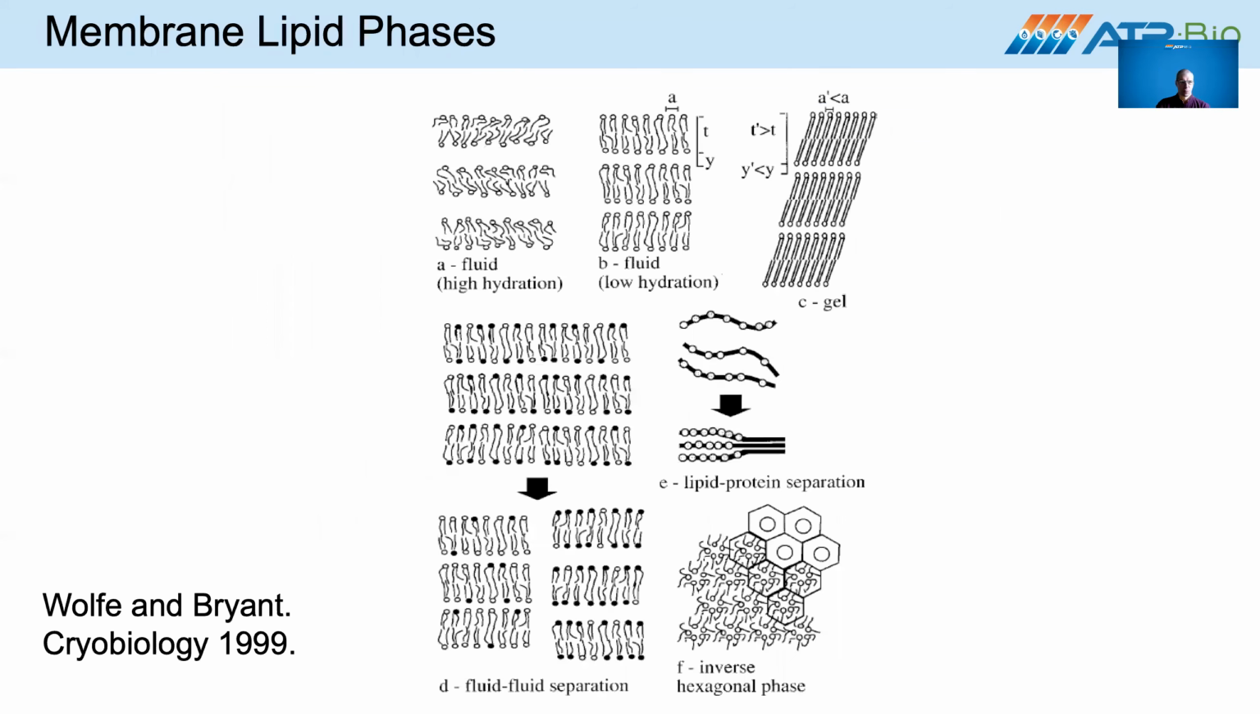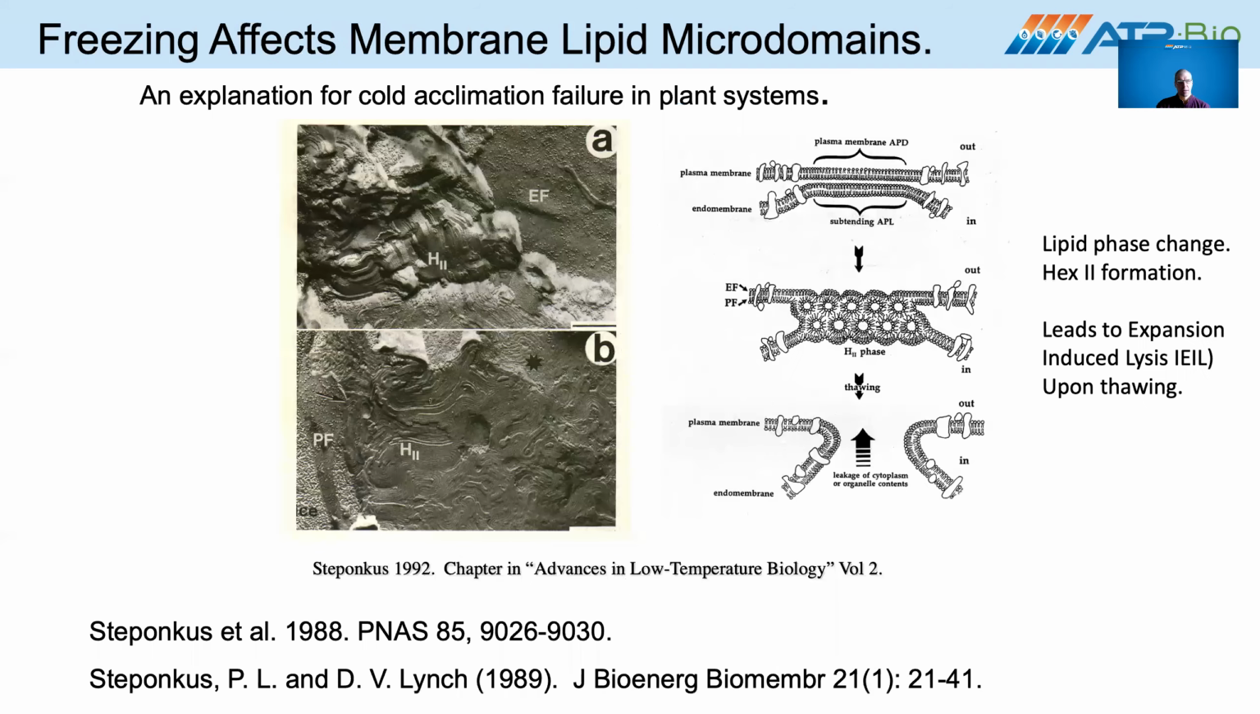And so, some study of lipid phase changes. This is from Wolf and Bryant. This is an area where there's been a fair bit of work and interest. And one very dramatic example of injury is from Peter Steponkus's work. This was in plant protoplasts, where he showed that you can actually get an endomembrane coming in contact with the plasma membrane and then getting inverted hexagonal II formation during freezing.